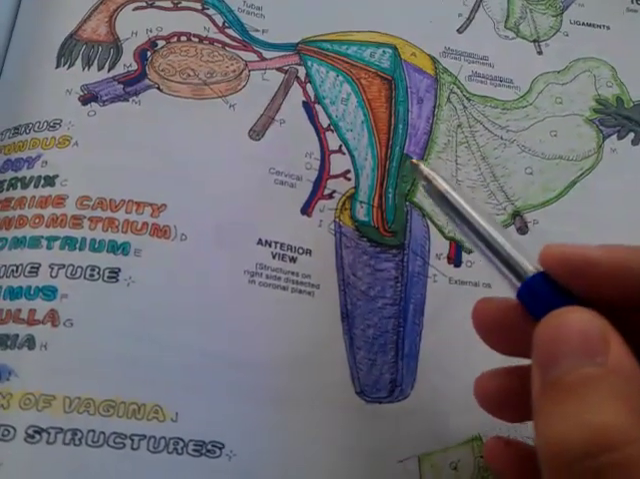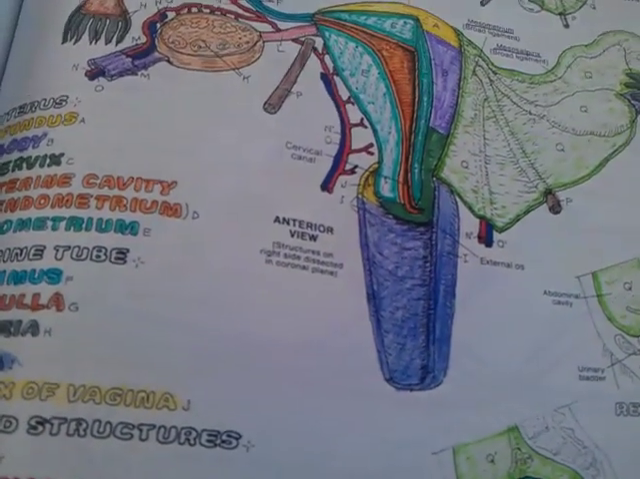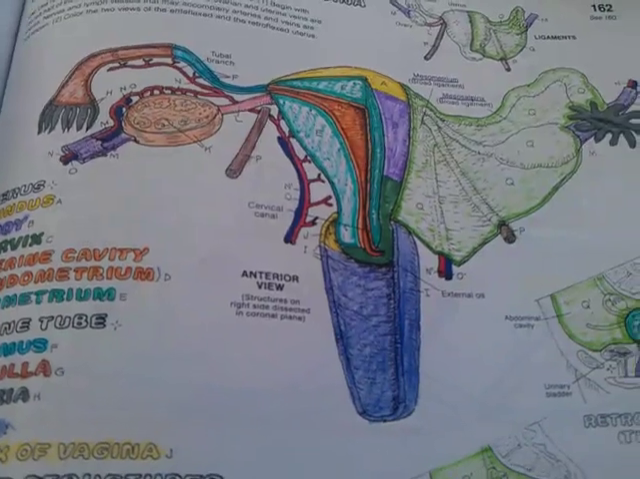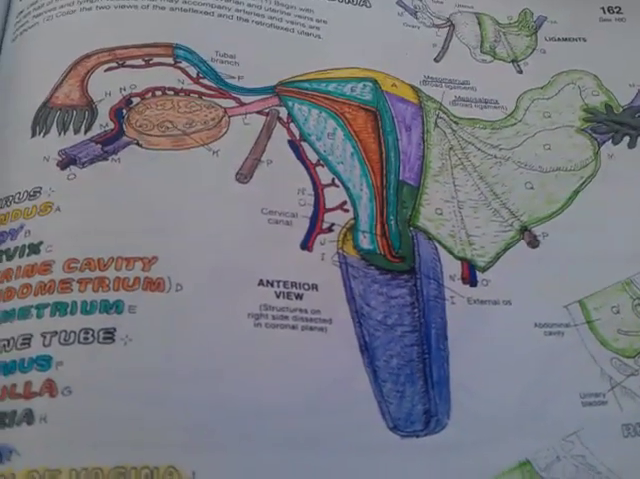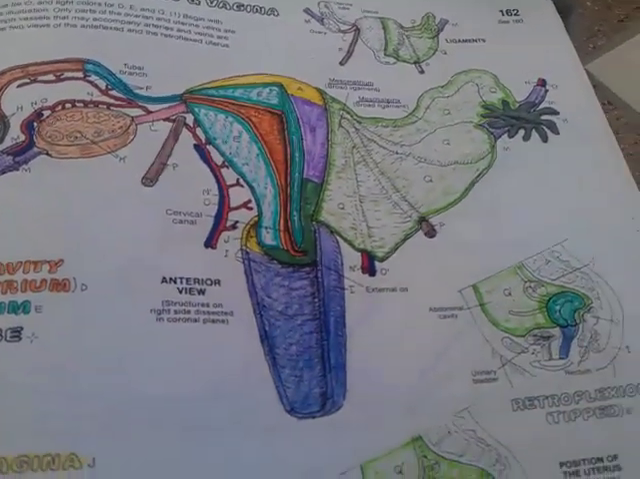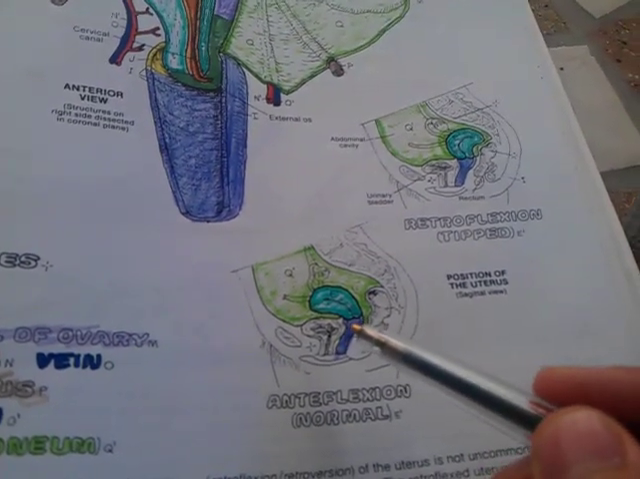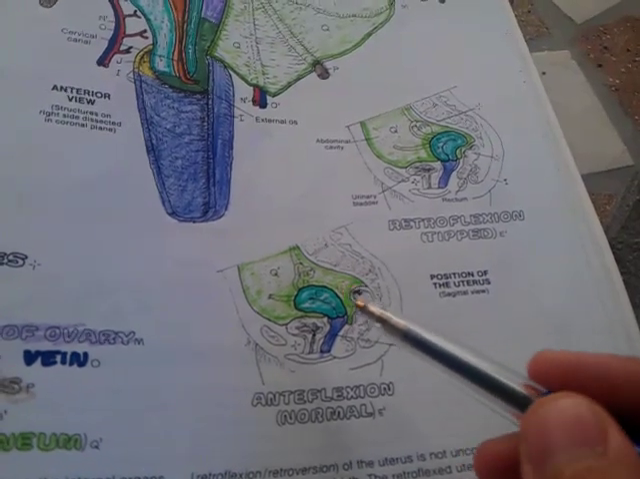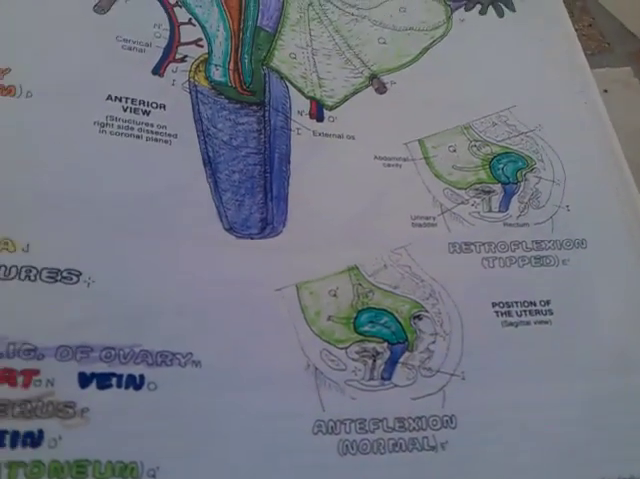The body meets with the cervix in isthmus. The cervix is a lower, narrower part of uterus, and the cervix is less movable than the body. It is anteflexed in relation to the uterus, and that's normal.